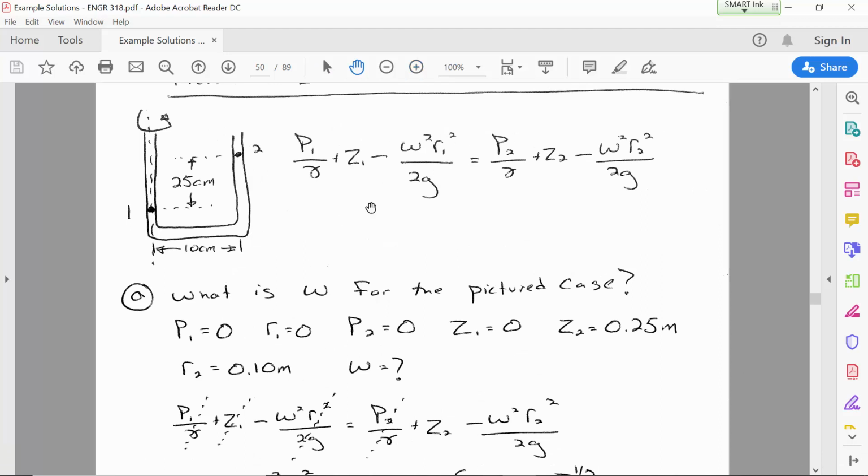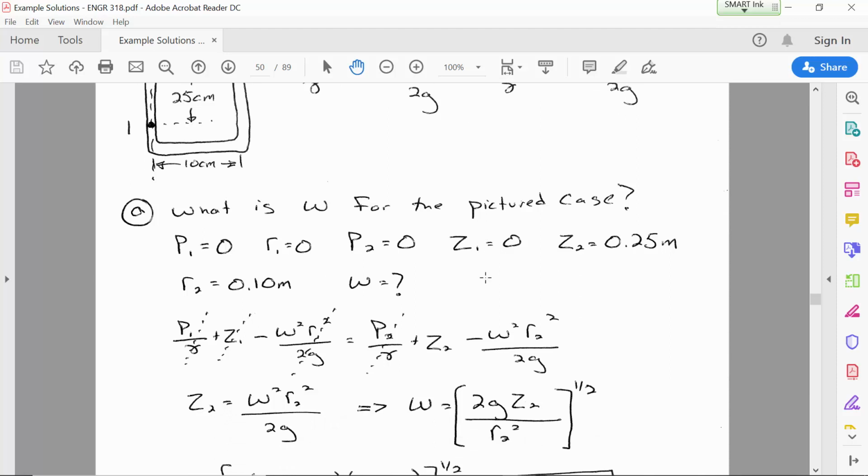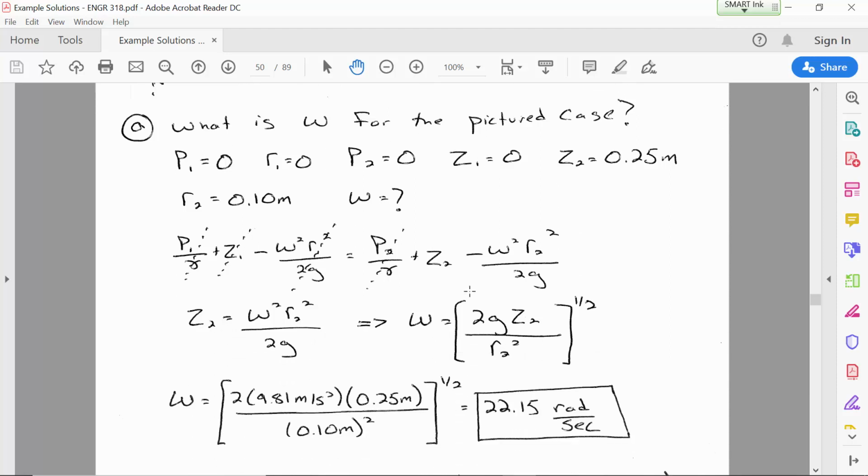All right, so the information that we can get from the picture there is the pressure, radius, and elevation at 1 are all going to be 0. We know the radius and elevation at location 2, and the only thing that's not known is omega. So if we rearrange the equation to solve for the unknown rate of rotation, we should get that it's 22.5 radians per second.